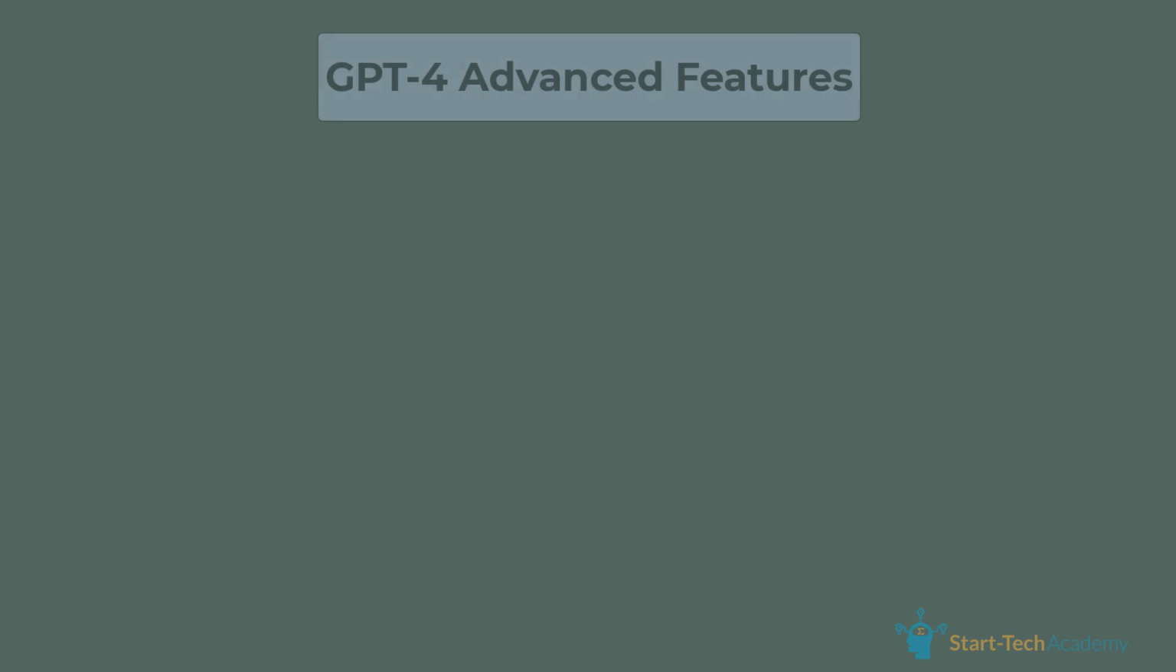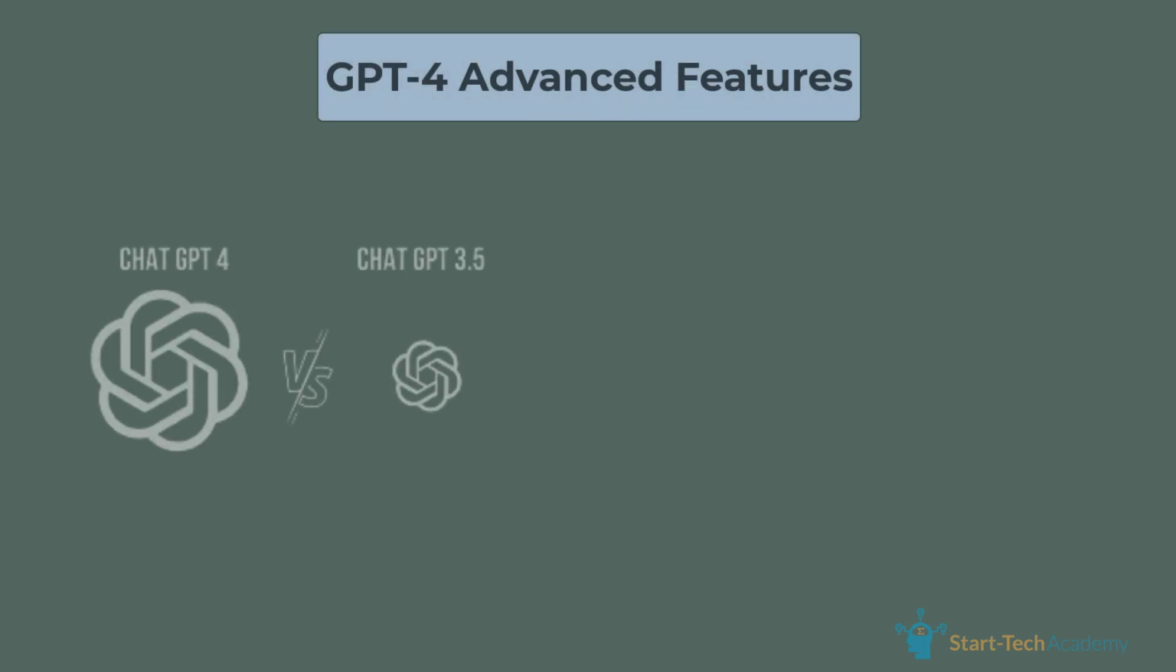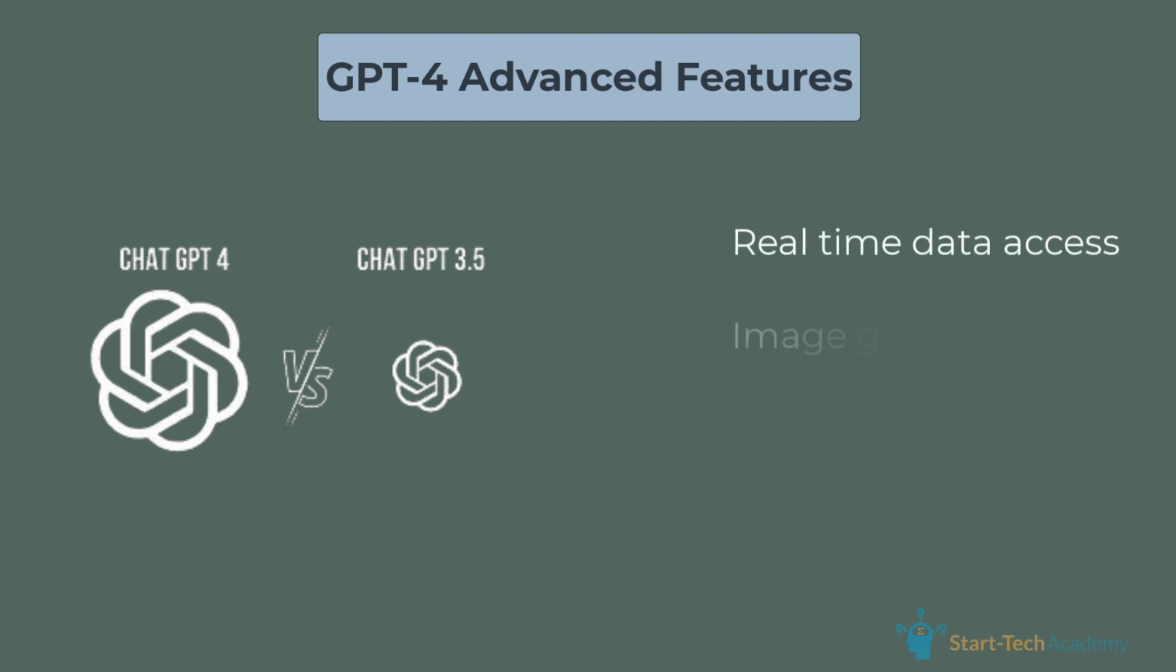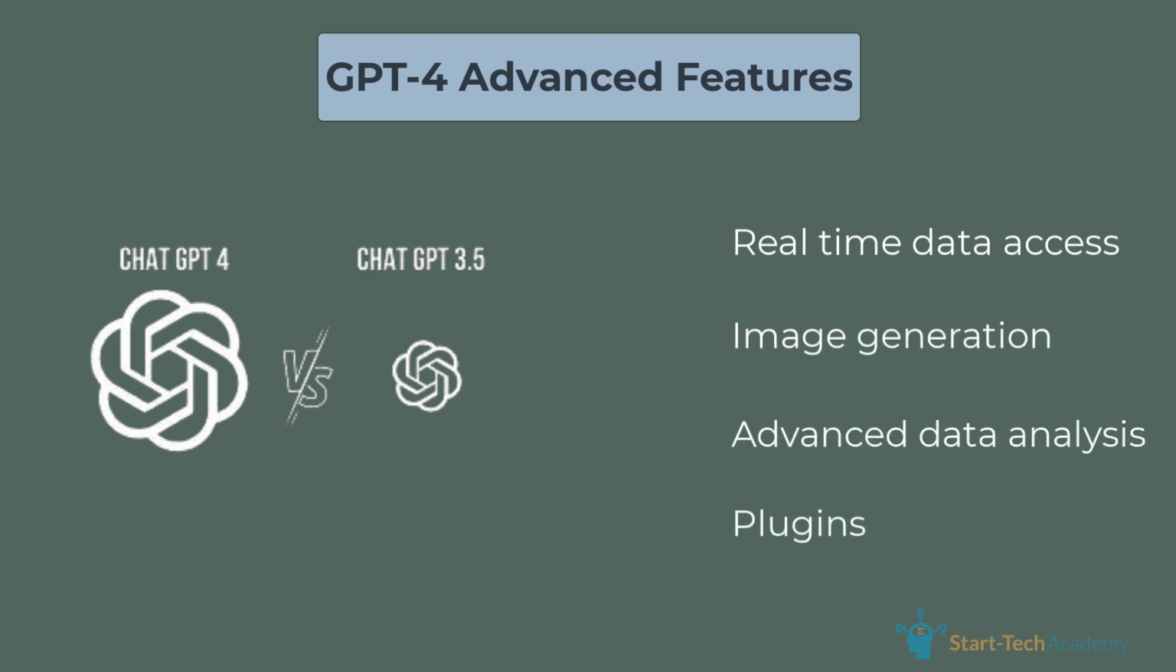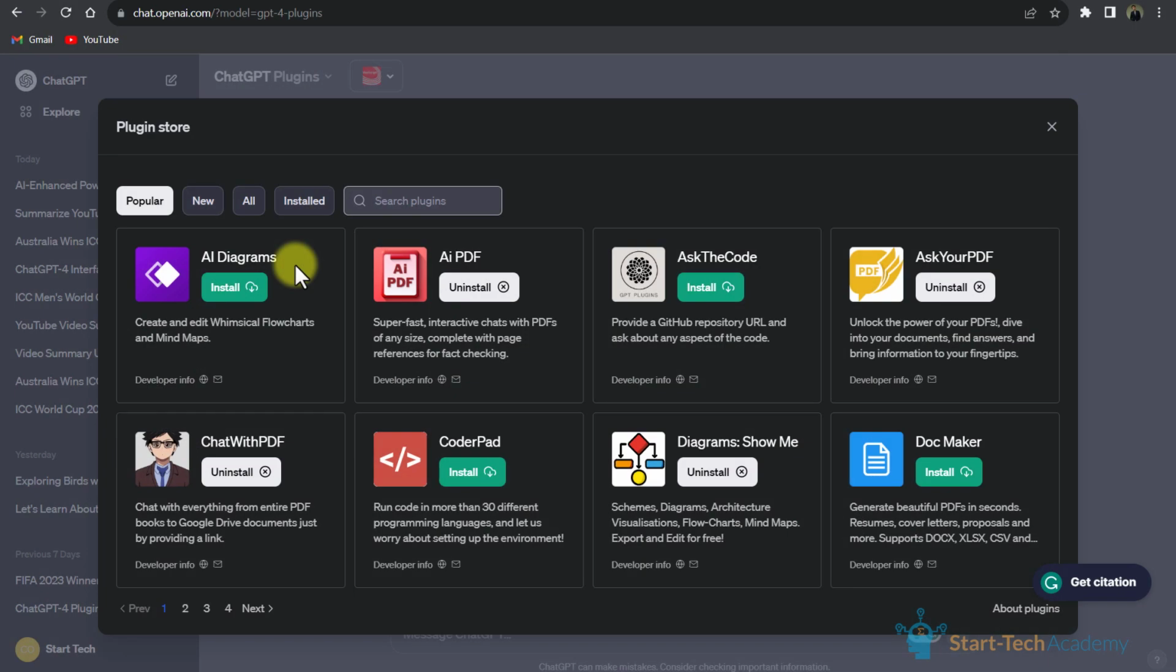So as we have seen, GPT-4 is better than 3.5, and you get extra benefits if you use GPT-4, like real-time data access, image generation, advanced data analysis, and plugins. And there are more than 1000 plugins which make GPT-4 a more versatile and powerful tool. We will see what we can do using these plugins in upcoming videos.